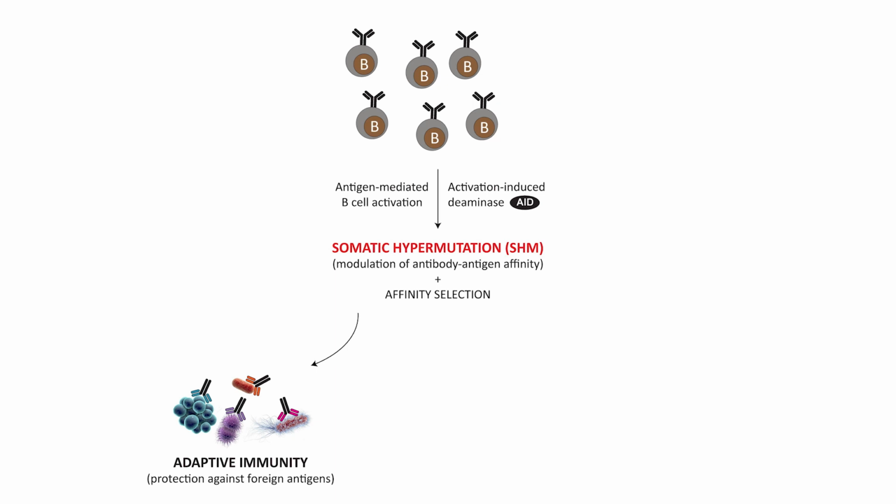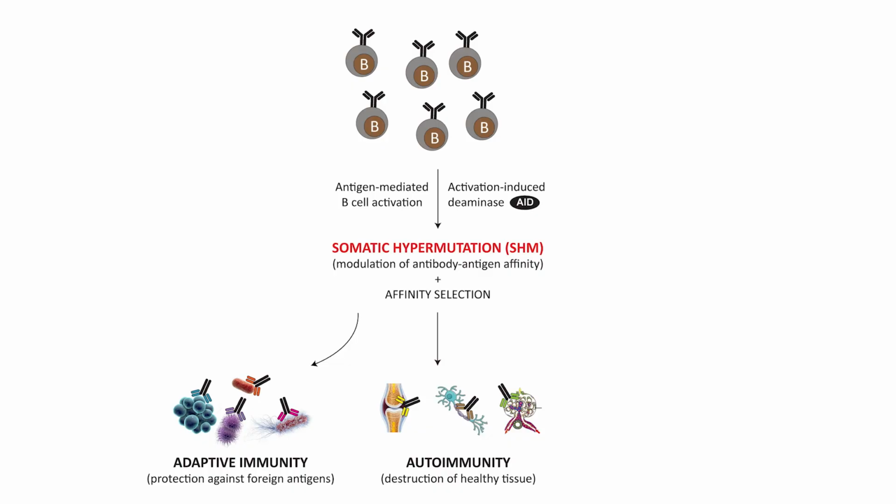The first one is that mutations in the antibody genes can lead to autoimmunity, so you can have self-reactive antibodies. Now, the process of affinity selection should take care of that, but it's not foolproof, it's not absolutely leak-proof, and so some B cell clones do escape, and this can have, of course, deleterious effects.